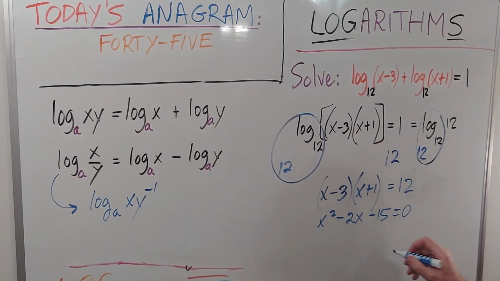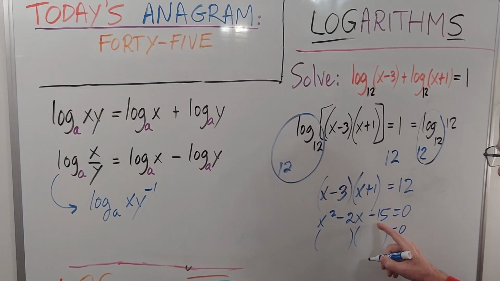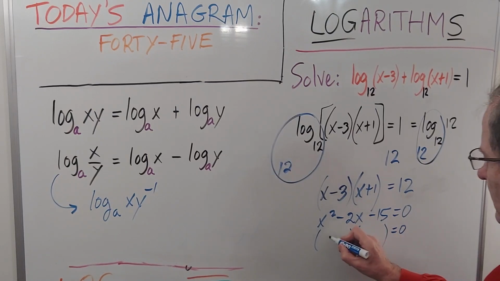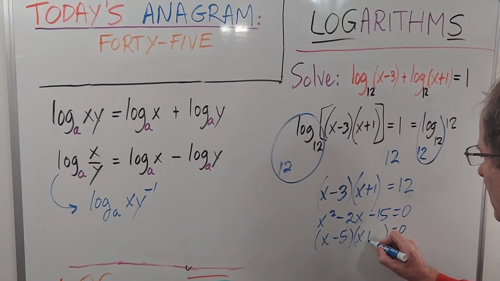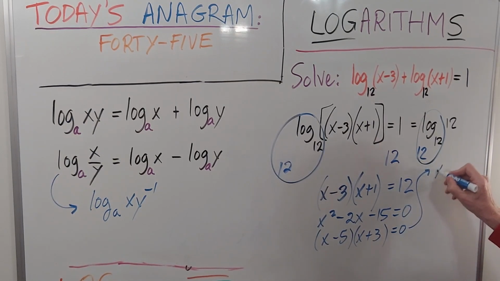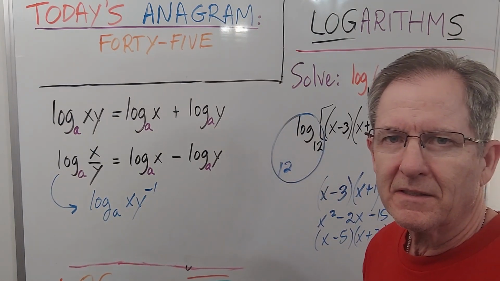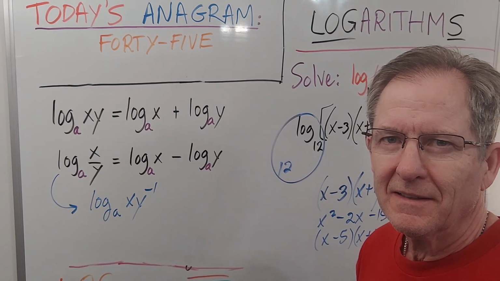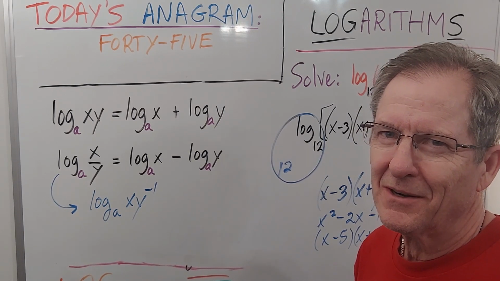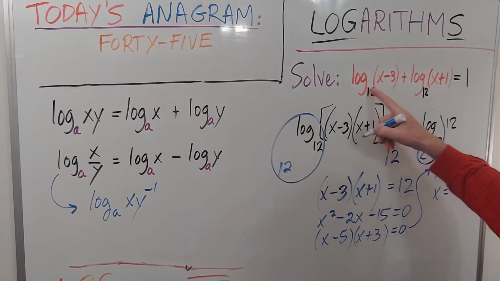Right? Right. Now I can factor this, because the two numbers that multiply to negative 15 and add to negative 2 are negative 5 and 3. So that would imply that x equals 5 or x equals negative 3. Make sense? No, something is wrong here. For this to be true, they must also satisfy the original equation.